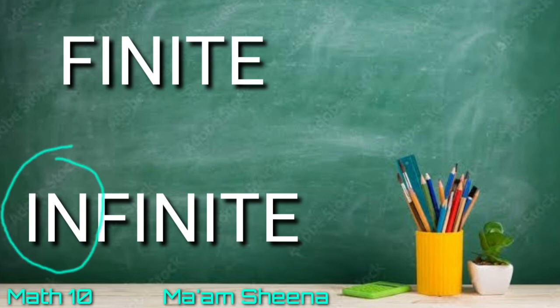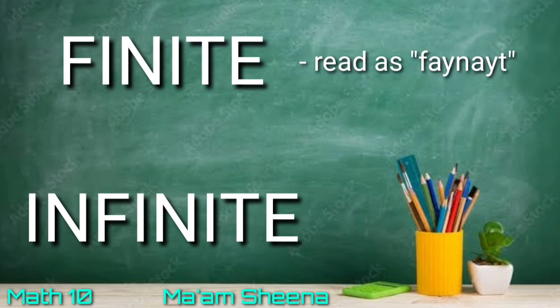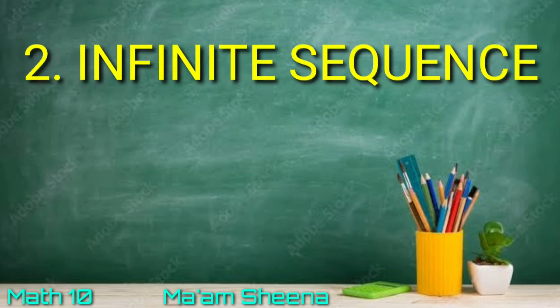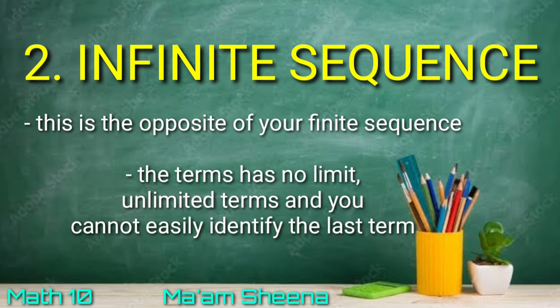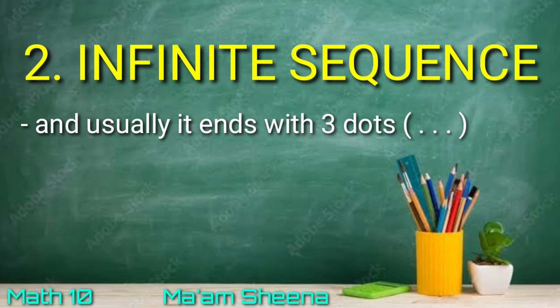However, the pronunciation is different. Again, the first one is finite. The second one is infinite. So the infinite sequence is the opposite of your finite sequence, in which the terms have no limit. So you're going to have unlimited terms, and you cannot easily identify the last term, and usually it ends with three dots. And these three dots are what we call an ellipsis.